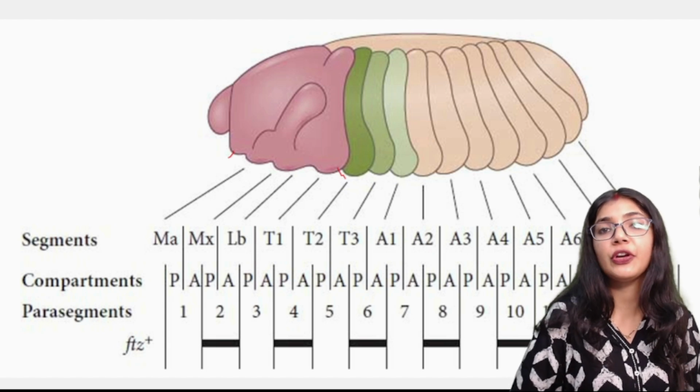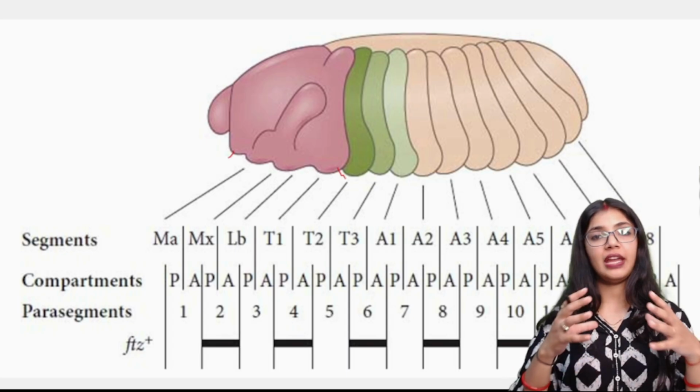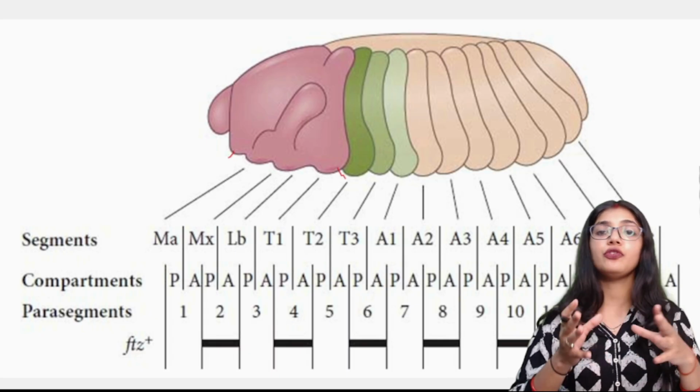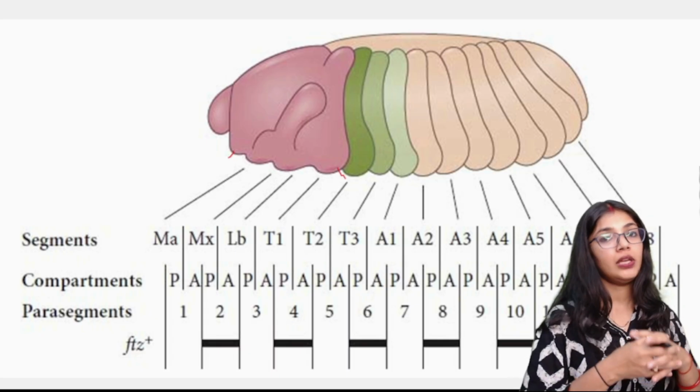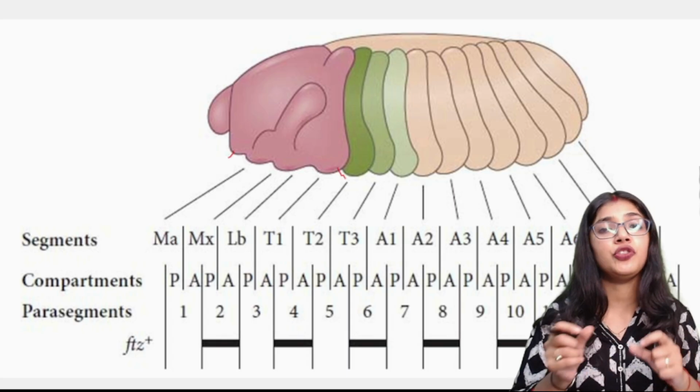In today's video, we are going to discuss the segment polarity gene. In case of Drosophila, there are certain genes, and one of them is the segment polarity gene. What is the work of the segment polarity genes? The segment polarity genes are responsible for giving polarity to each of the segments.